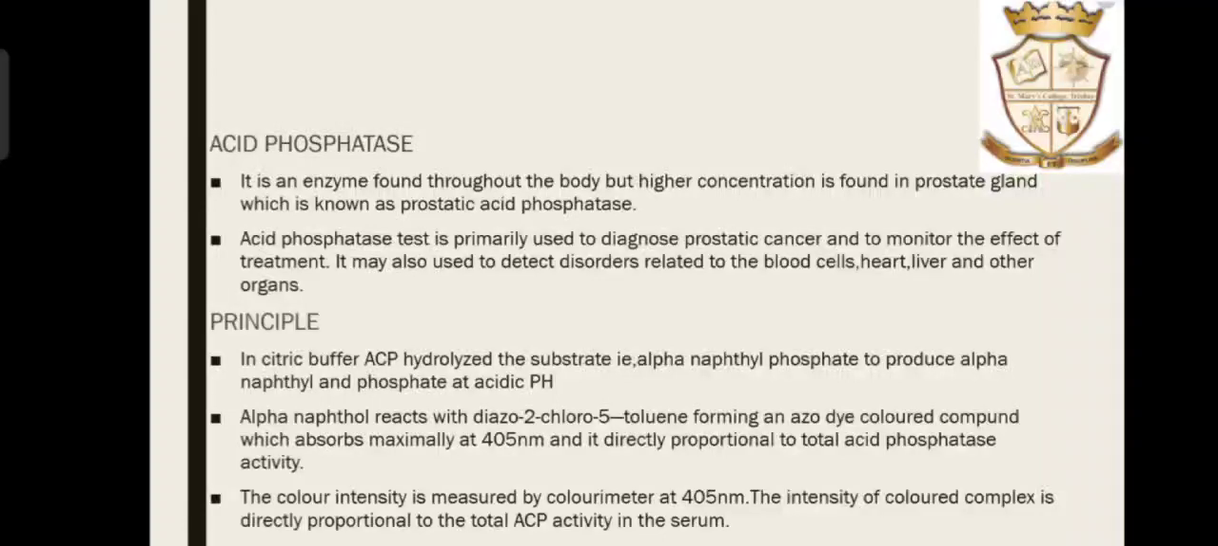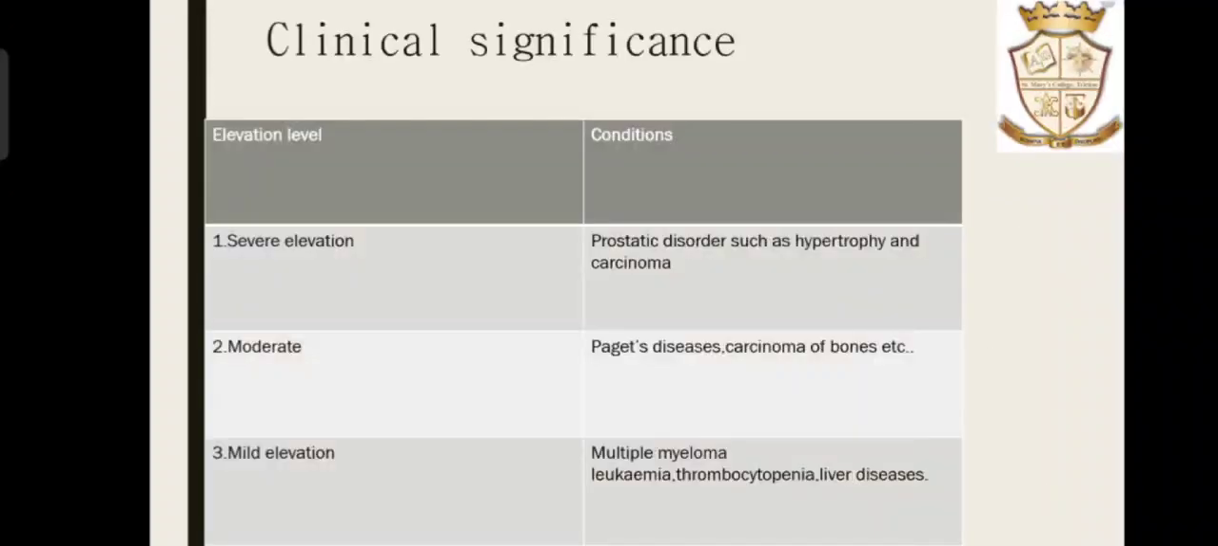Principle: in citric buffer, ACP hydrolyzes the substrate, alpha naphthyl phosphate, to produce alpha naphthol and phosphate at acidic pH. Alpha naphthol reacts with diazo-2-chlorotoluene forming an azo dye colored compound which absorbs maximally at 405 nm and is directly proportional to the total acid phosphatase activity. The color intensity is measured by colorimeter at 405 nm. The intensity of the colored complex is directly proportional to the total ACP activity in the serum.